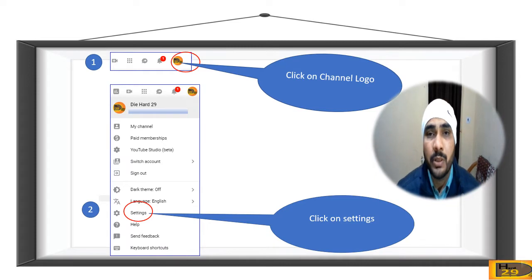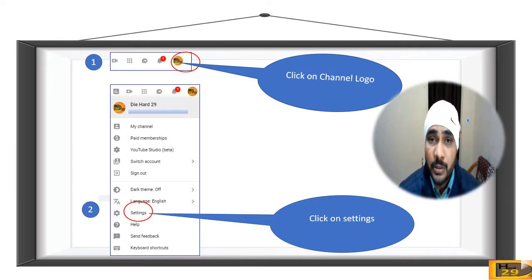As you know, we are going to learn this step by step just to make it easy to remember. The first step would be quite simple. Log in to your YouTube account and click on the channel logo, channel icon, which is on the extreme right side top on your browser. Then after you click on the channel icon, click on the settings option.